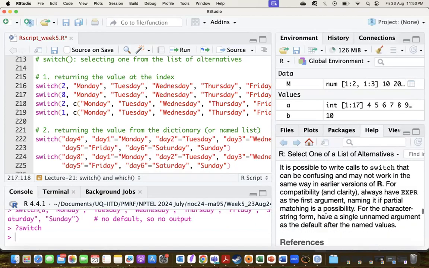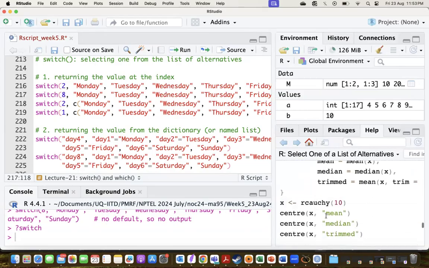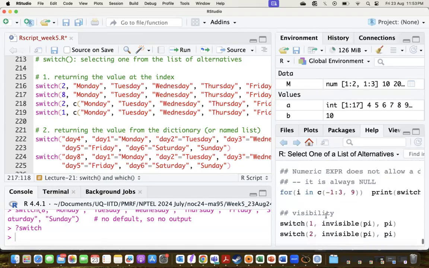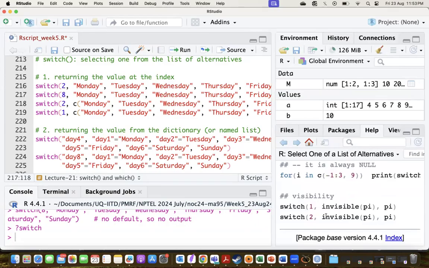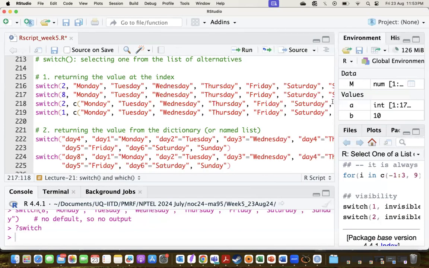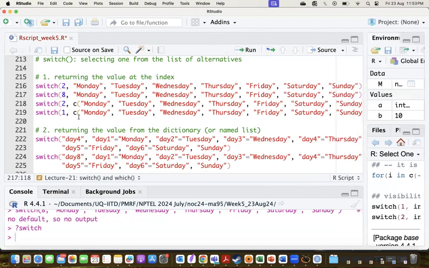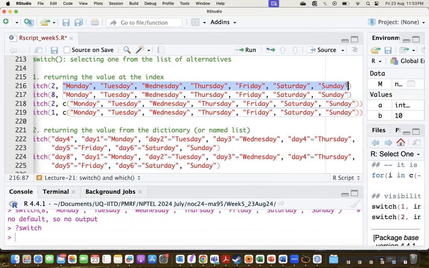Okay, I don't think there is a default, is there? I don't know. Okay, maybe there's no default. So there's no default, so there's no output. I mean, there's nothing happening here. Now, here what we did was we feed it multiple elements, right? Each of them. So this is element 1, this is element 2, and so on.